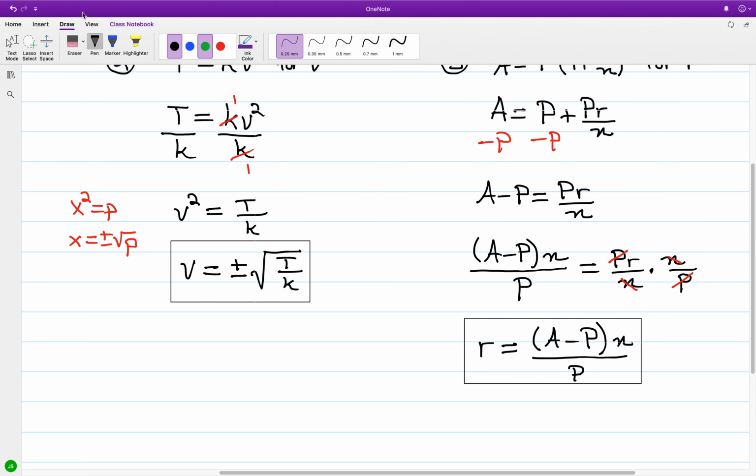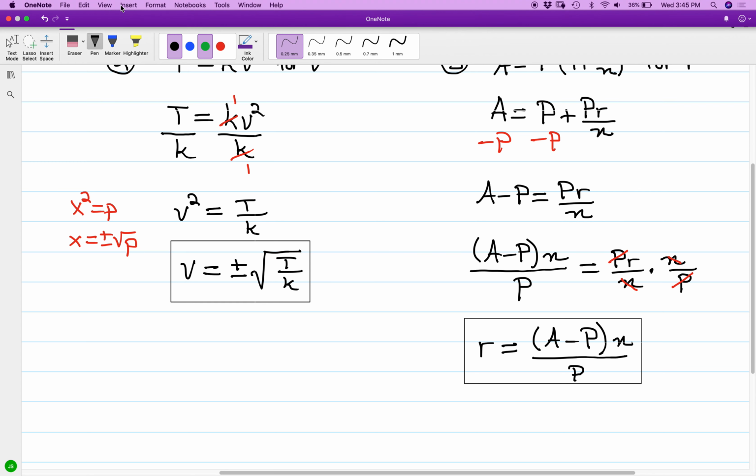And we're going to continue later on with radicals and absolute value equations.